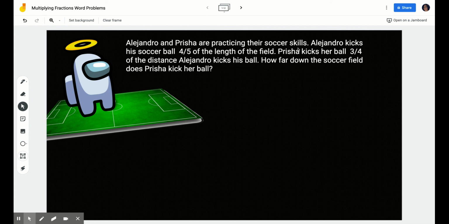Alejandro and Prisha are practicing soccer skills. This is not important information to solve. I'm going to use my pen to get rid of that information so it doesn't get tricky later. Alejandro kicks his soccer ball 4/5 of the length of the field. So if I'm looking at this image here, I can imagine 4 out of 5. Wow, that is almost all the way down the field.